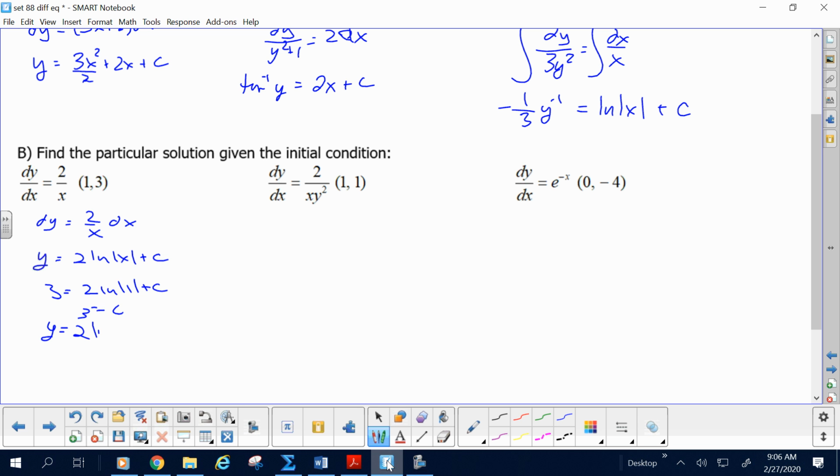Did you get something like 2 natural log of the absolute value of x plus 3? Okay, you're on the right track. If not, then look at what you did and try and figure out what you did wrong before you go on and do more. I'll be walking around. I'm sure if you have questions, let me know. It doesn't say solve for y yet, so you don't have to solve for y. Okay, last part.